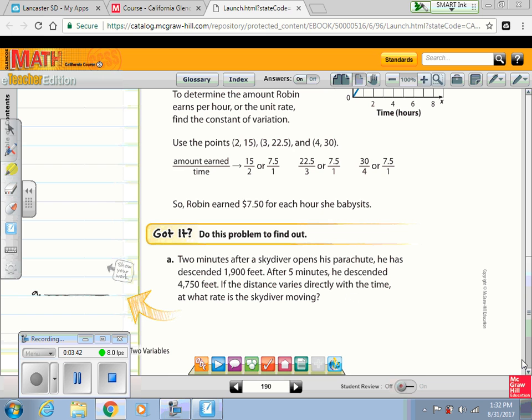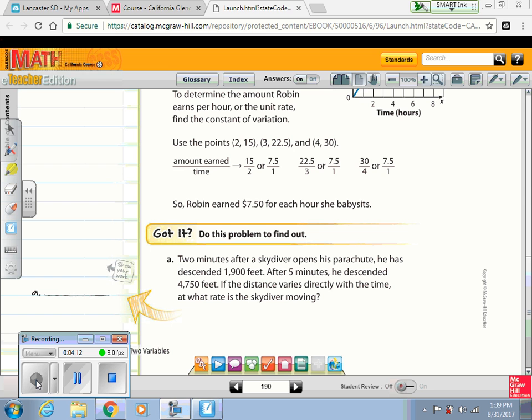In the next example, you guys should try this one. 2 minutes after a skydiver opens his parachute, he descends 1,900 feet. After 5 minutes, he has descended 4,750 feet. So try doing this problem and finding the ratio of the direct variation of the feet descended over the time.